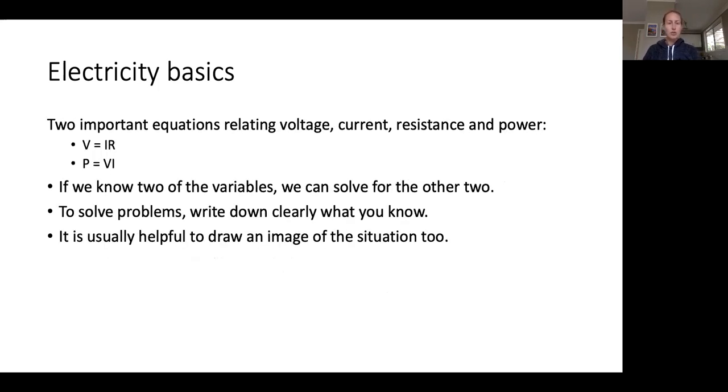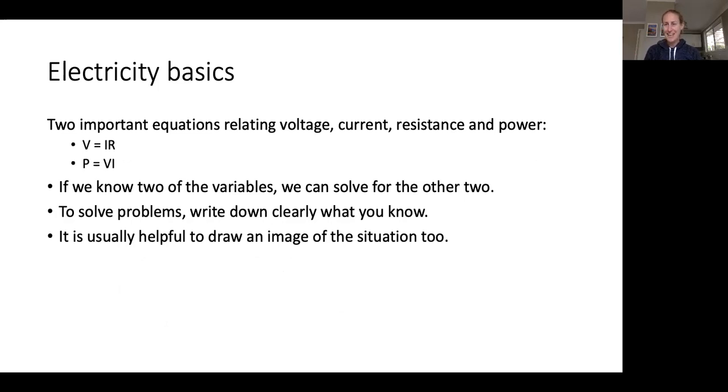Now we're going to look at two important equations that relate to voltage, current, resistance, and power, and they are V equals IR, also known as Ohm's law, and P equals VI. So that's the power, meaning the energy output per second, given by the voltage drop times the current that's running. Now, if we know two of the variables, we can solve for the other two.